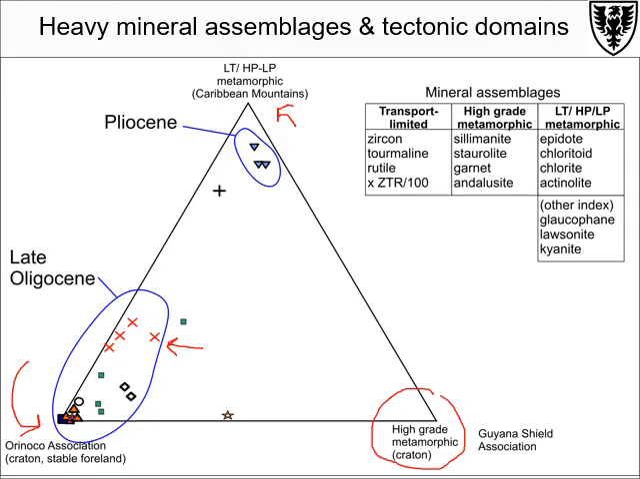And then by the Pliocene time, we see a very stark difference in the composition, where the assemblage is largely representative of the metamorphic type domains. The inference here is that the Pliocene rocks were sourced largely from low-grade metamorphic rocks.